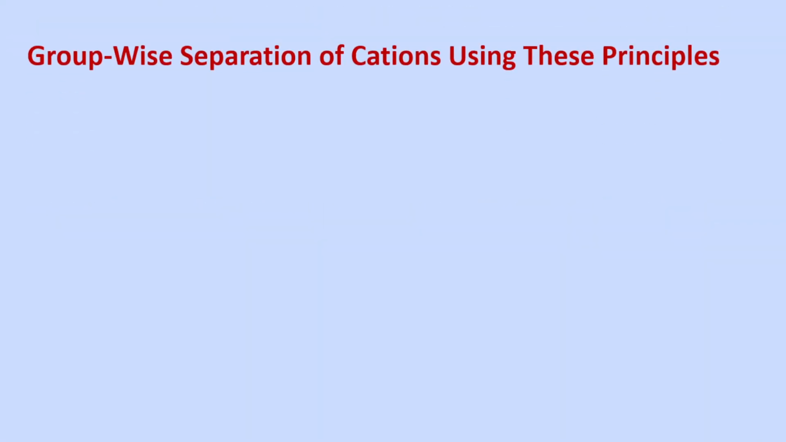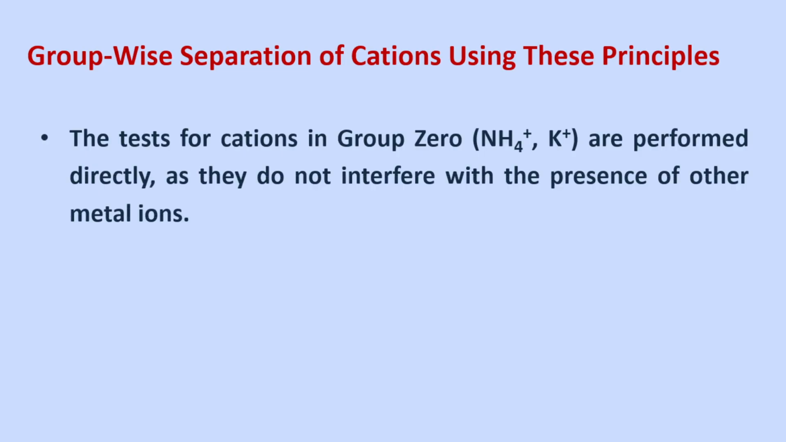Group-wise separation of cations using these two principles. Let us see how the principle of solubility product and common ion effect helps in the group-wise separation of cations. First, let us talk about the group 0 cations, ammonium and potassium. These two are tested directly at the beginning because they don't interfere with the detection of other metal ions in the later groups. So we perform simple preliminary tests to detect them before moving on.